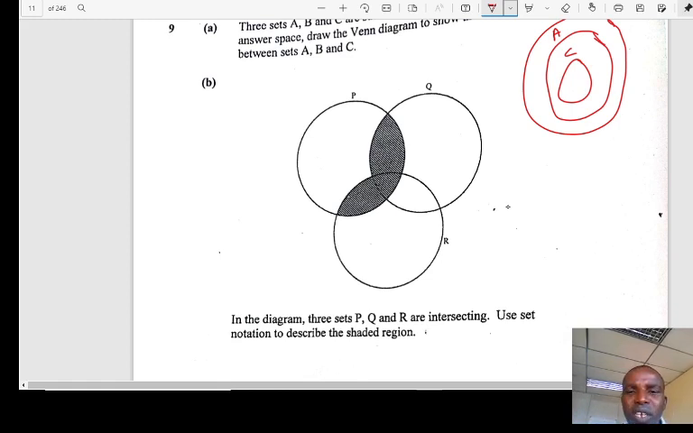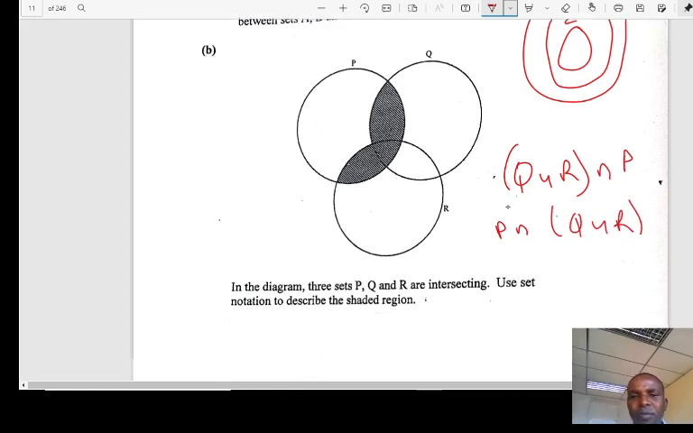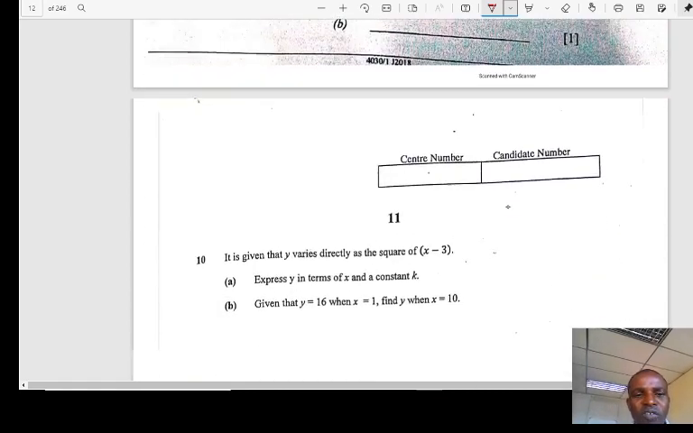So it's Q and R. So everything in Q and R, but combined with what is in P, like this. You can write it as P intersection Q union R. Then done. That will be the set notation based on that diagram, or Venn diagram.